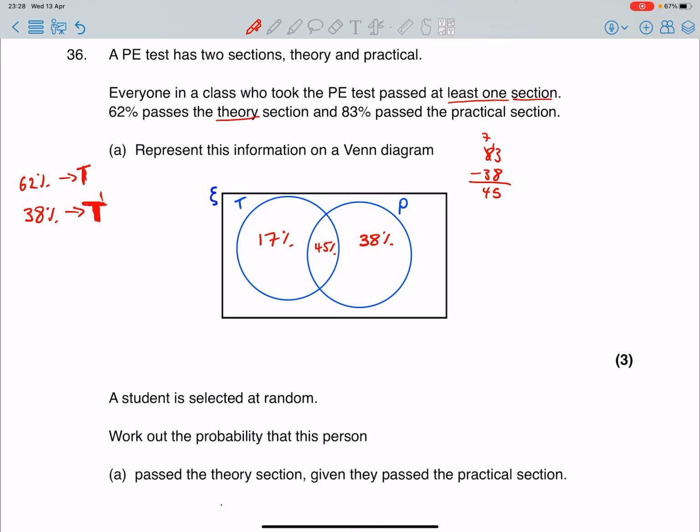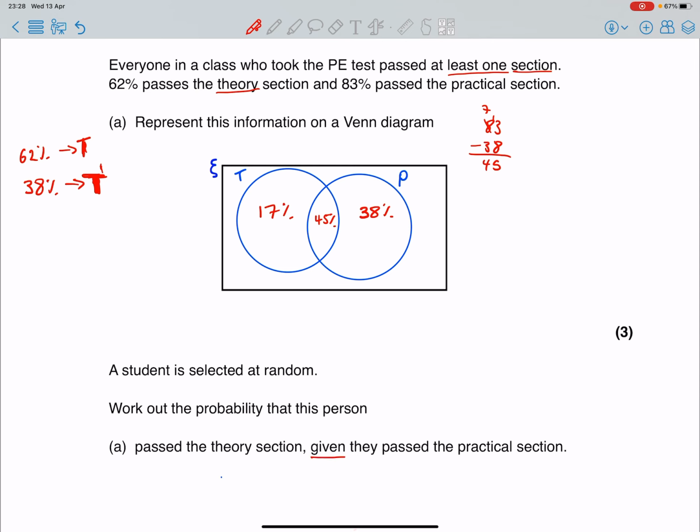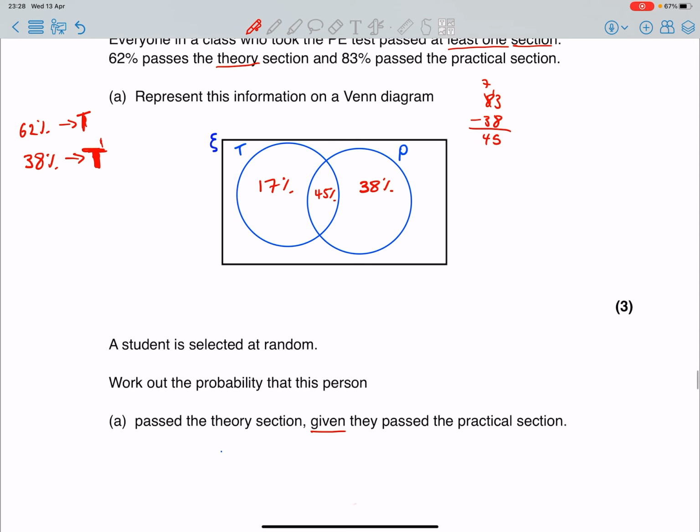Work out the probability that this person passed the theory section given that they passed the practical section. So this given bit is very, very important. Since we're given that they passed the practical section, basically that means that we now are considering the practical section as our full amount. So the percentage that passed the practical is now our total. In this case, the practical section represents 83. So it's 83 at the bottom.